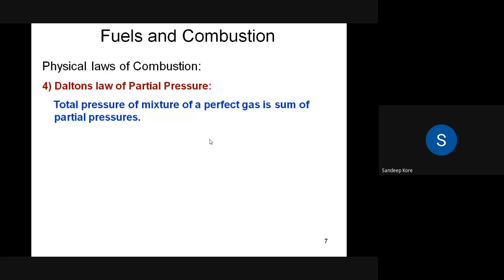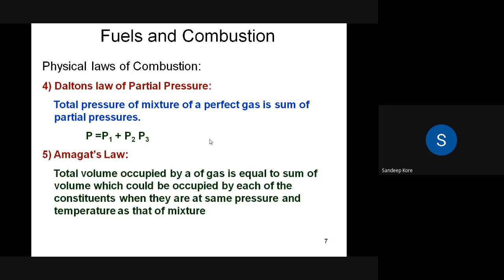Then Dalton's law of partial pressure. The total pressure of a mixture of perfect gases is the sum of its partial pressures. For example, in a balloon we have gases with different constituents: hydrogen, helium, air, nitrogen oxide. So the total pressure exerted by the gas inside the balloon is equal to the sum of the partial pressures developed by these gases. So P is equal to P1 plus P2 plus P3.